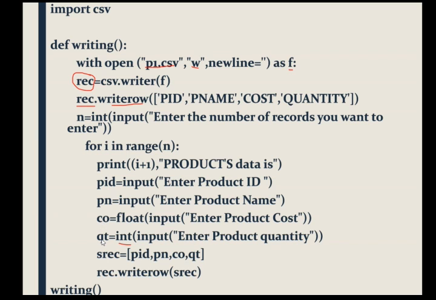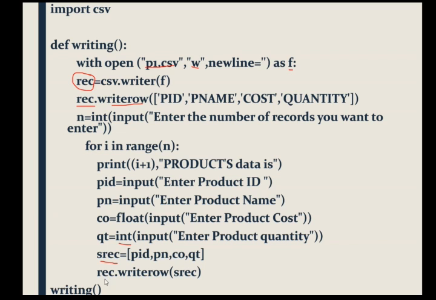Now the user data is obtained and we have to form a Python sequence. The sequence could be a list or a tuple. So what I have done, I have written srec, this could be any valid identifier, equals to PID, PN, COT and QTY. These are the variables in which our data is coming from the user. Now srec is a sequence of list type in our case, since you can see the square brackets are there.